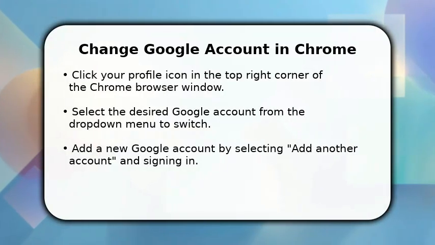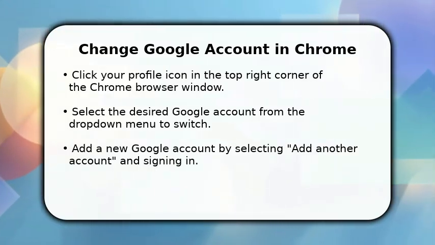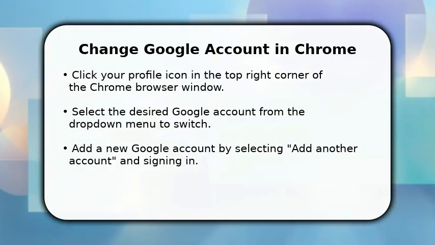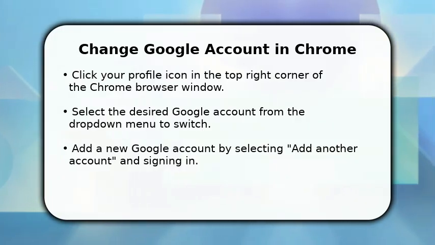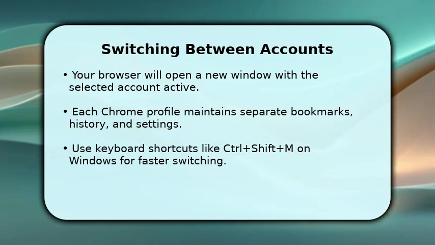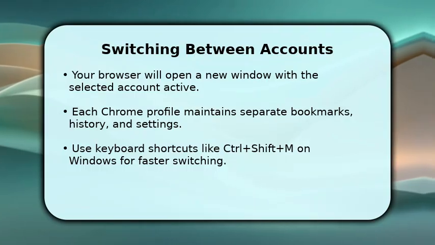In this video, I will explain how to change your Google account in Chrome. First, open your Chrome browser and look for your profile icon, usually a circle with your initial or picture, in the top right corner. Clicking this icon reveals a menu where you can easily switch between any Google accounts you've already signed into. If you need to add a new account, simply select Add Another Account from this menu and follow the sign-in prompts. Once you select a different Google account, Chrome will typically open a new browser window, with that specific profile now active.